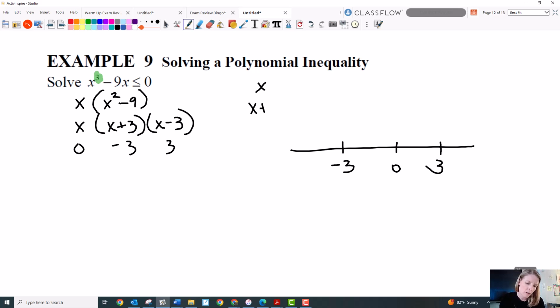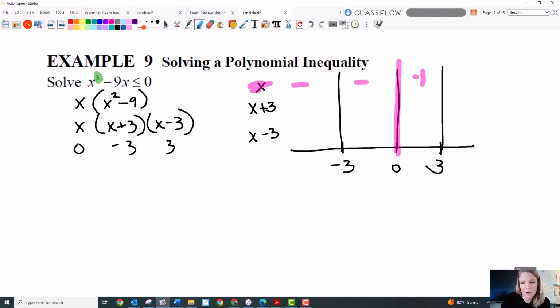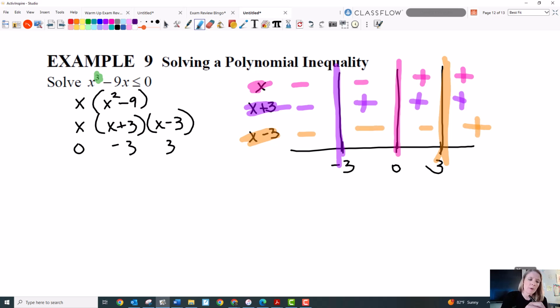Put my factors down the side. And I'm going to do a signed graph. X, let's do these with color. X goes with 0. Everything's fine. It's negative till it gets there. Changes to positive. X plus 3 goes with negative 3. Negative till it gets there. Changes to positive. X minus 3 goes with 3. Negative until it gets there. Changes to positive. So 3 negatives make a negative.